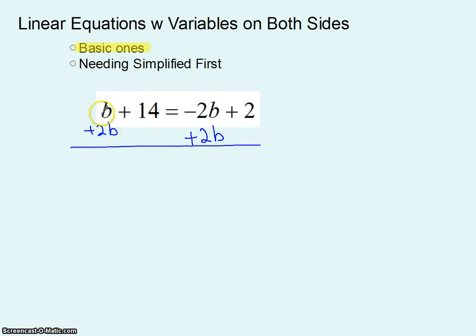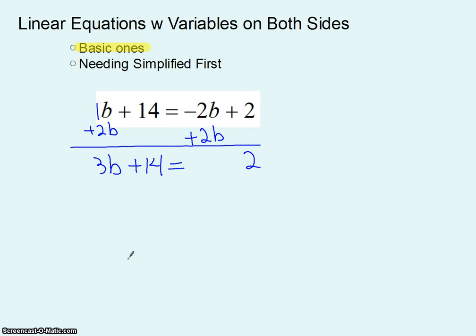Okay. Well, remember, that's a 1b, right? Not just a b, it's a 1b. So 1b plus 2b is 3b. I still have a plus 14 over here. And over on the right side, I still have a 2. I got rid of the negative 2b, but I've got a 2. And of course, I'll bring my equal sign down. I like to keep it right below there so it keeps things straightened out for me.